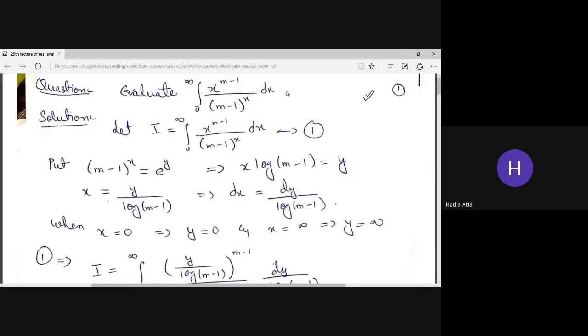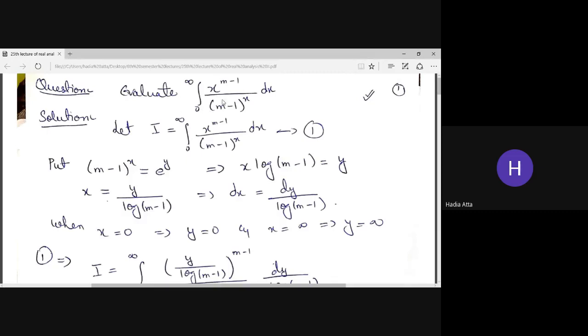Okay, today's lecture is about some of the results of the beta and gamma functions, or some results related to the application of a relationship between the beta and gamma functions. Our first question of today's lecture is: evaluate the integral from 0 to infinity of x raised to the power m minus 1, divided by (m minus 1) raised to the power x, dx.